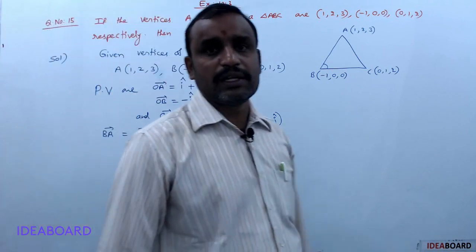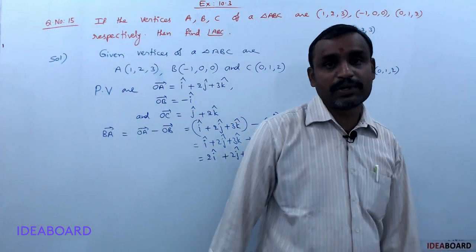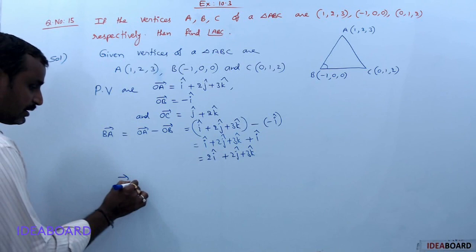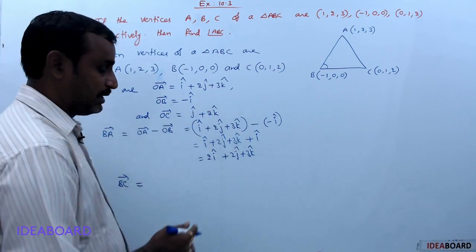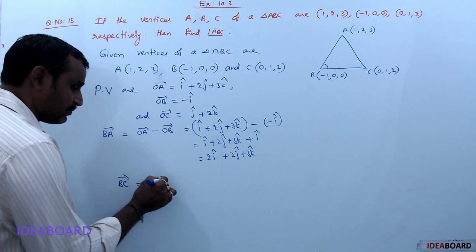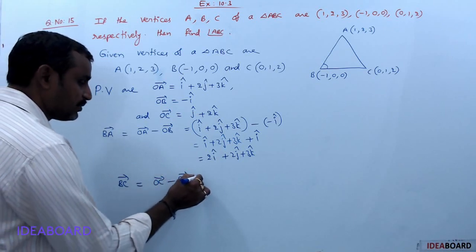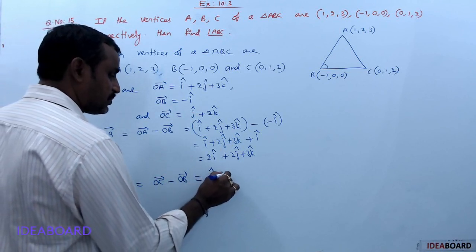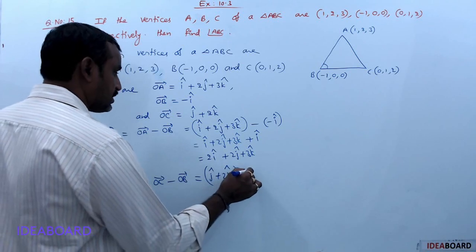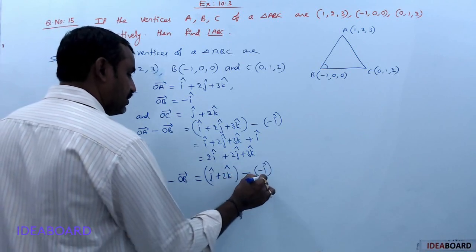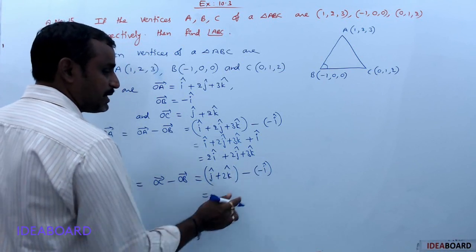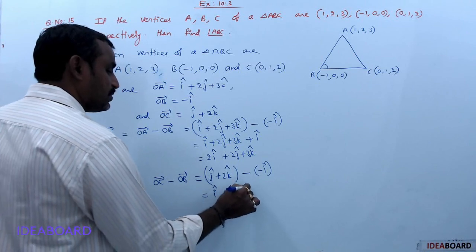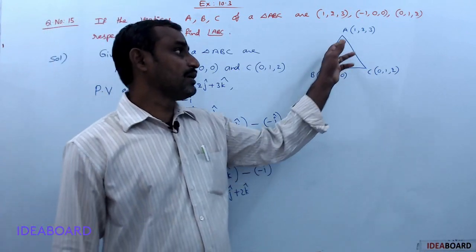Now we calculate the BC bar vector also. For BC bar the terminal point is C and the initial point is B, so OC bar minus OB bar. Here OC bar is j cap plus 2k cap, subtracting minus i cap. Simplify: minus of minus is plus i cap, so plus j cap plus 2k cap. So now we know BA bar and BC bar.